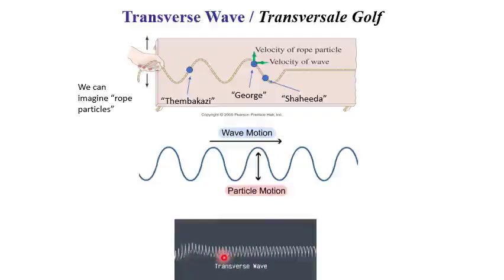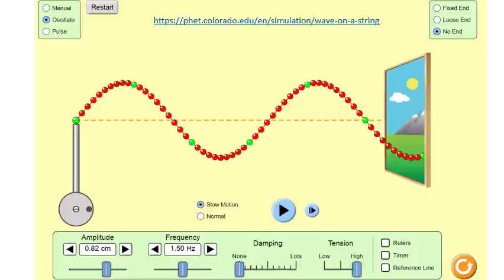And you can think of, in the case of a slinky, one of these links in the slinky. If you look closely at one of these links, you can think of that as a rope particle. What does it do? It just moves up and down, but you can see that the pattern or the pulse here moves to the right. Yeah, you can see it moving to the right, but each particle in the slinky is just going up and down.